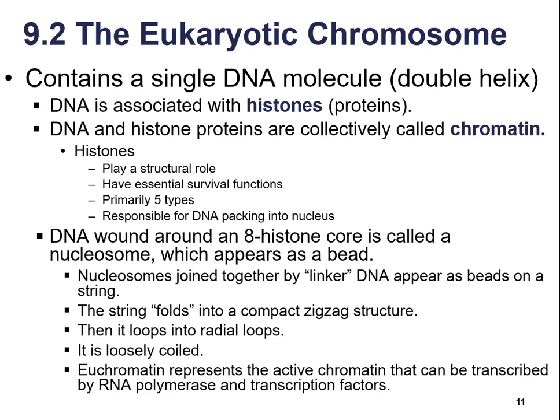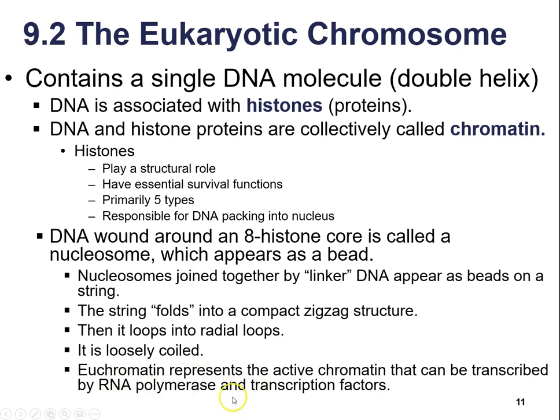I'm going to show you a picture. That's the nucleosome. It kind of looks like a bead, and then you'll see these linker DNA sequences that look like a string. So there's a nucleosome, a little string, which is the linker DNA, and another nucleosome, and another string, and another nucleosome. So, like beads on a string. I'll show you a picture in a second. That string then folds into a compact zigzag structure. Then it loops, and then it's loosely coiled, and we're going to talk about chromatin at that point.